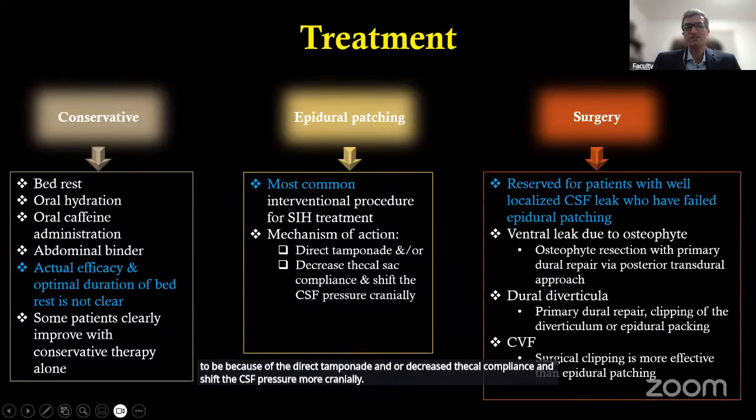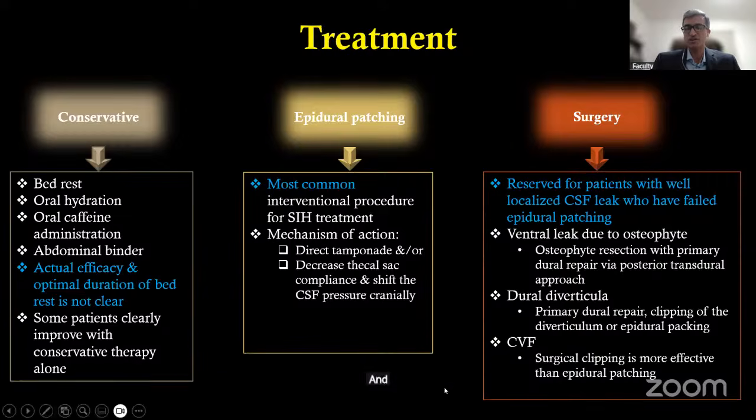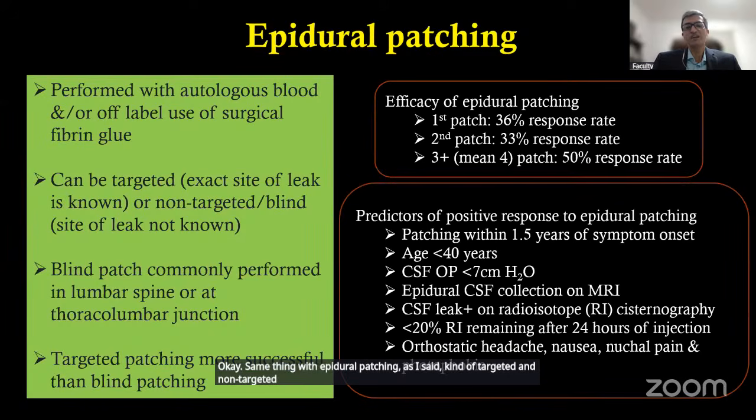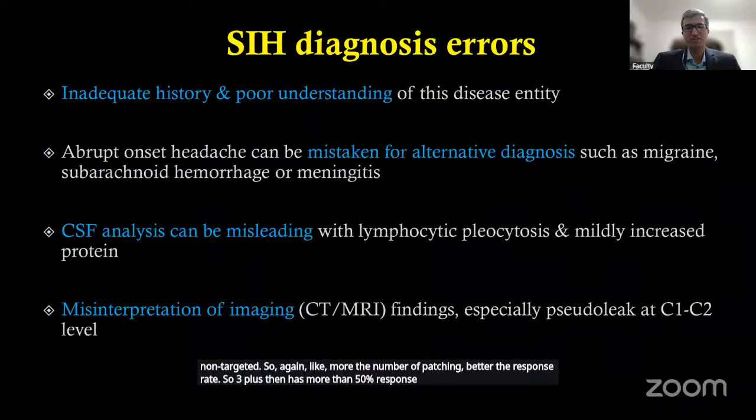Surgery is when the epidural patching fails, especially for the ventral leaks, where the osteophytes are resected. For the arachnoid herniations, they are repaired, and CSF to venous fistulas can also be clipped. Okay. Same thing with epidural patching, as I said, targeted and non-targeted. Again, the more the number of patchings, the better the response rate. So 3+ patches has more than 50% response rate with epidural patching.